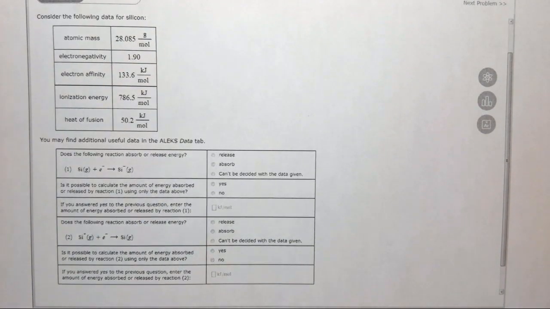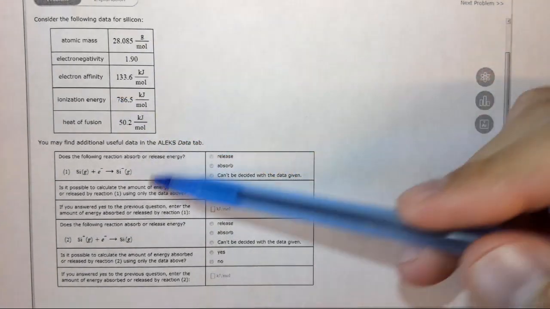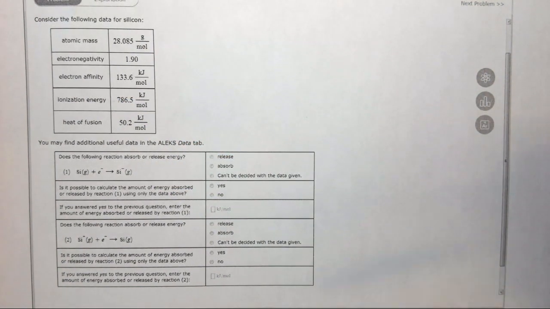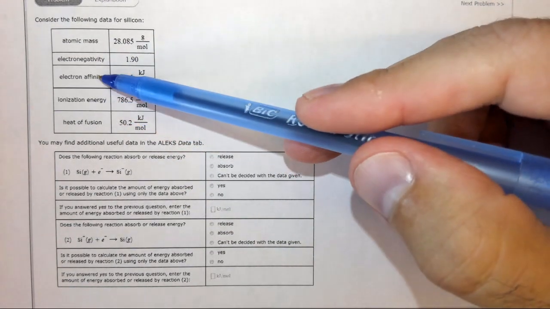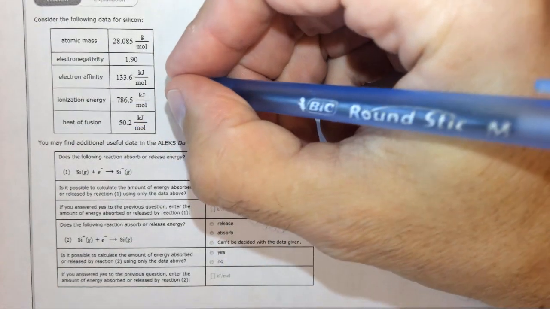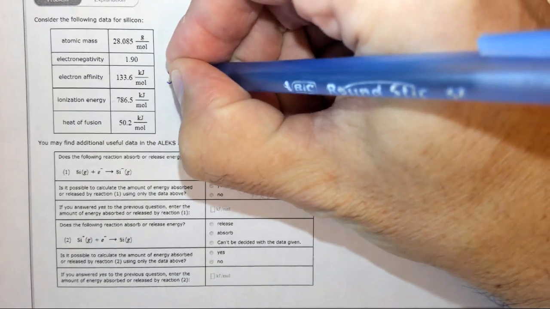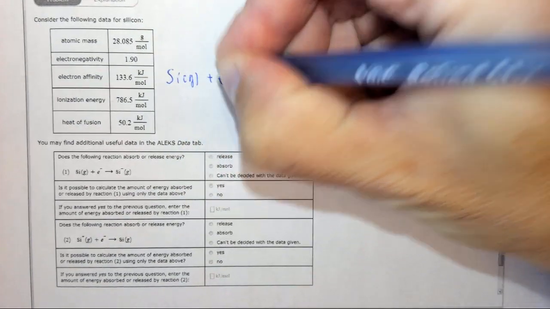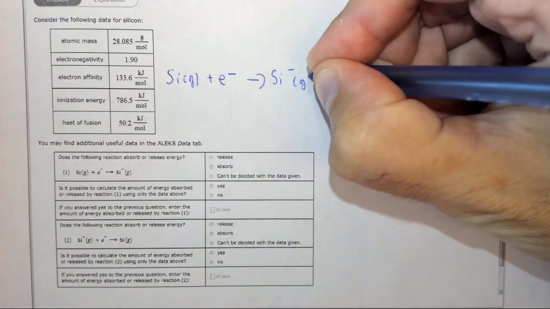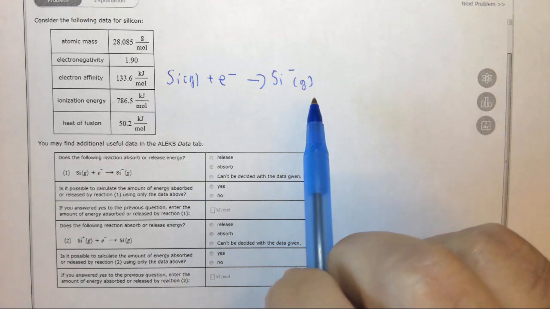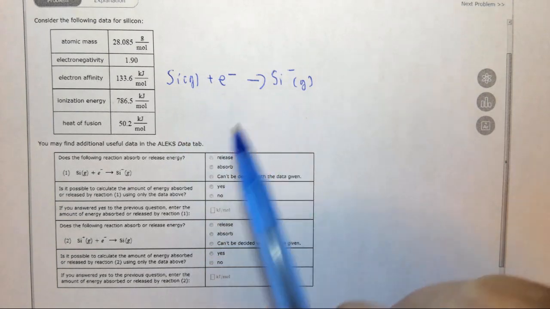In this question, we're given some data about silicon, including its electron affinity and ionization energy, and then we're asked a series of questions. So before we do that, I would like to write the reaction for electron affinity and ionization energy. These two things are opposites. For electron affinity, it's silicon in the gas phase plus an electron yields Si minus in the gas phase. So this is the electron affinity, the amount of energy absorbed or released when silicon gains an electron.